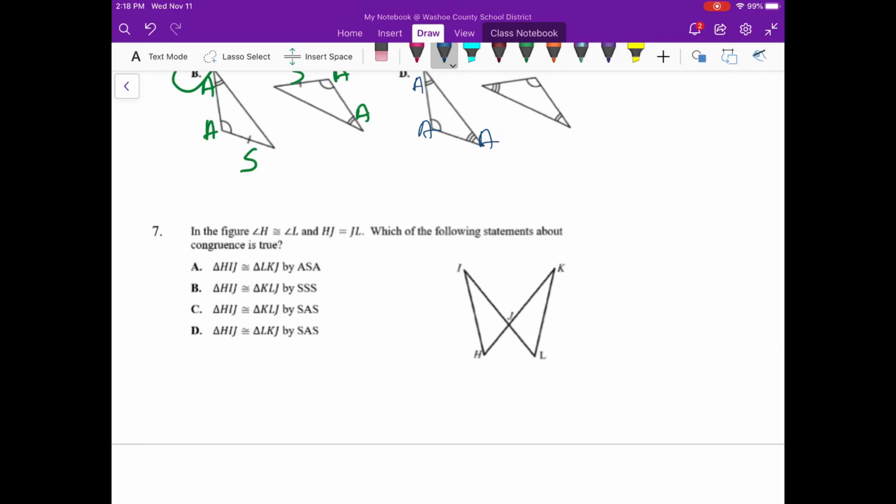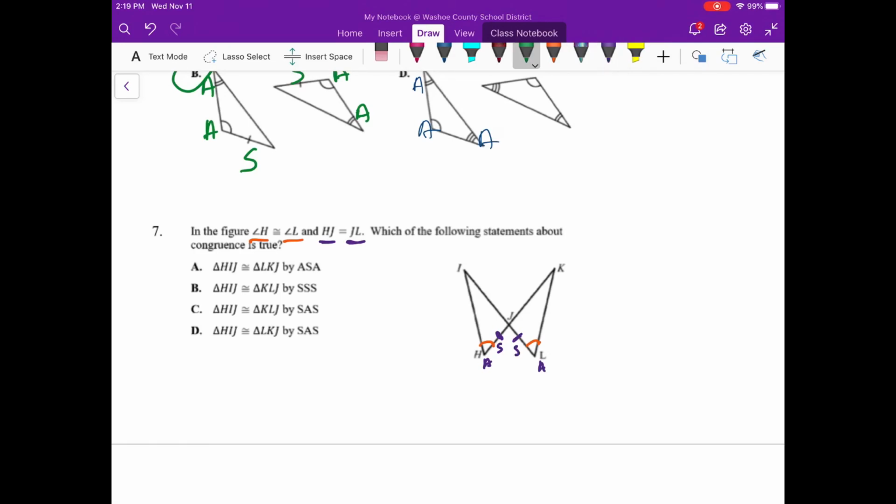Okay, last one. In the figure, angle H is congruent to angle L. So I'm going to go ahead and show that these are congruent by marking them. Okay, angle H is congruent to angle L. And I also know that HJ, so HJ is here, is equal to JL, this one. Which of the following statements about the congruence is true? So I only have an angle and a side here. An angle and a side, an angle and a side.